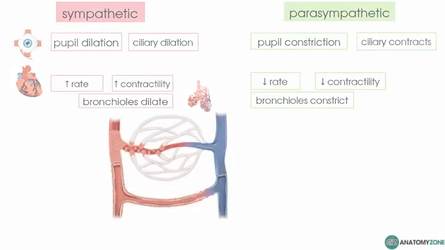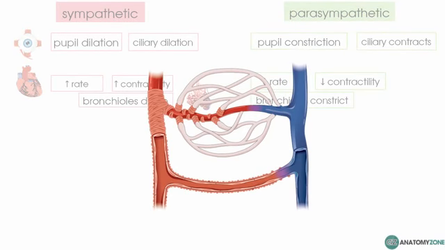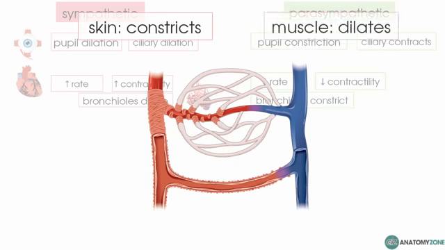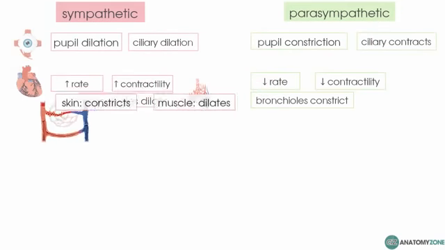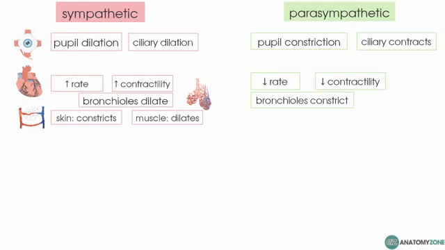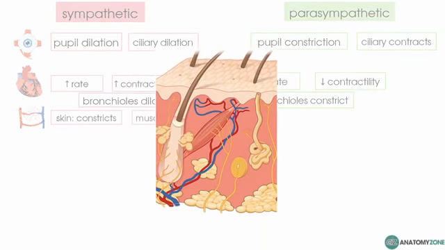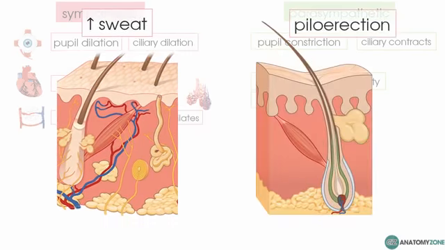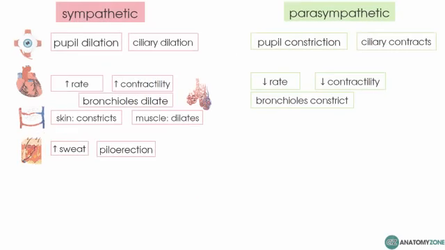In terms of blood vessels, the blood vessels supplying the skin constrict and blood is shunted towards skeletal muscle, so this would allow the caveman to run away from that lion. In addition, the sweat glands in the skin are stimulated, you get increased sweating, so it's preparing for that increase in heat when you're about to run away or fight, and you also get contraction of the pilomotor muscles.